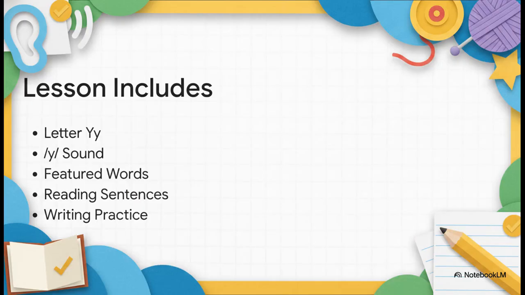There's a real sense of triumphant progression as we wrap up this penultimate lesson in the A to Z alphabet curriculum. To quickly summarize, this lesson ensures your students are fully prepped by covering the letter Y, its distinct y sound, an expansive list of featured words, engaging reading sentences, and comprehensive writing practice. If a student completes this, they are officially a confident young achiever on this letter.